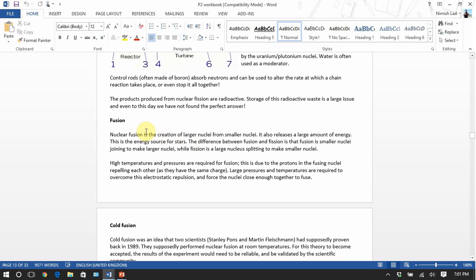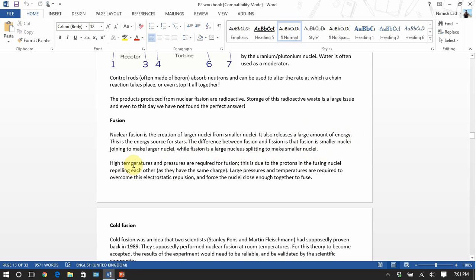Nuclear fusion. So that's making larger nuclei from smaller nuclei. So think of it like Lego, sticking 2 Lego bricks together to make a big one. That's what fusion is. This also releases a large amount of energy, but the key thing about this is it makes no waste products. It's the energy source for stars. And the key difference between fusion and fission is smaller nuclei making a larger nuclei, fission is larger nuclei split to make smaller nuclei. Please don't mix those two up. So fusion is joining, fission is splitting.